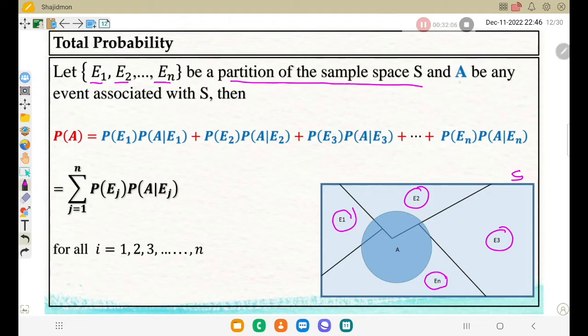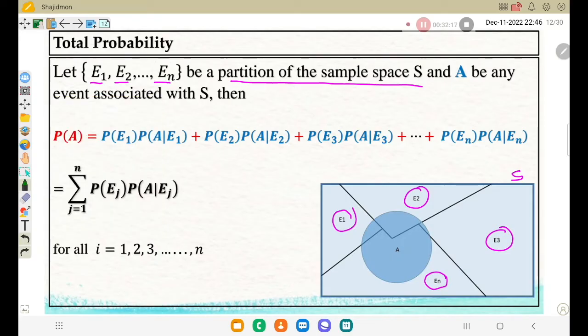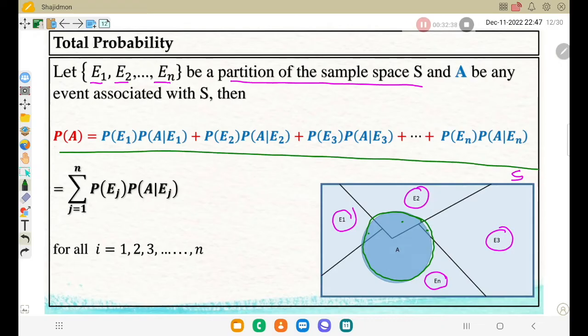And A be any event associated with S. Okay, and we have taken another event, that is we are calling A. See, you can see the A here represented by a circle. You can see in that figure, this is the A event, correct? This A is coming here in E1, E2, E3, E4, all the portions A is coming, correct? Now, so E1, E2, etc., En be a partition of a sample space, A be any other event associated with the sample space. Now probability of A, how are we calculating probability of A?